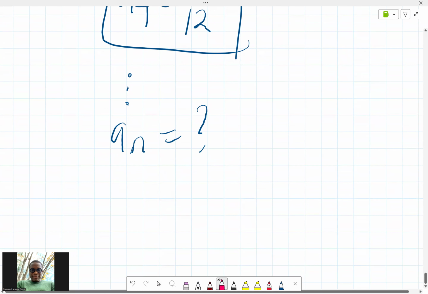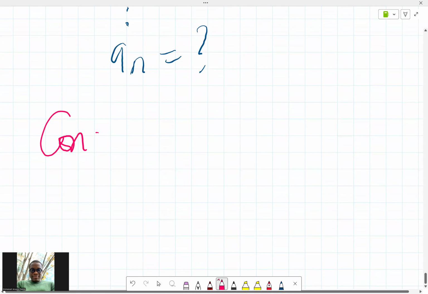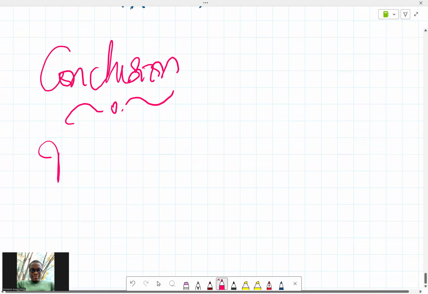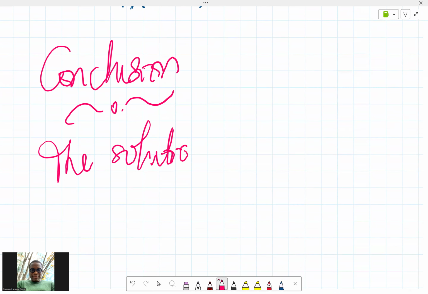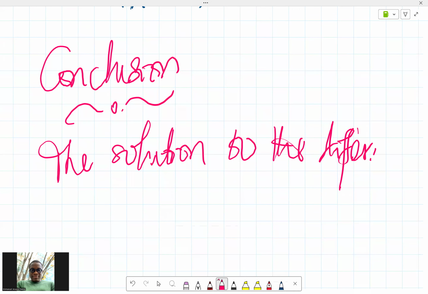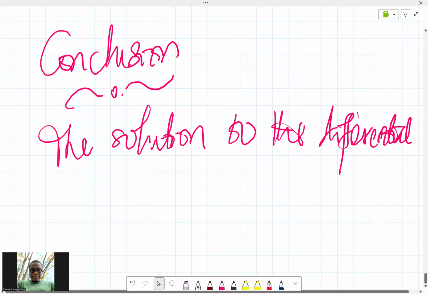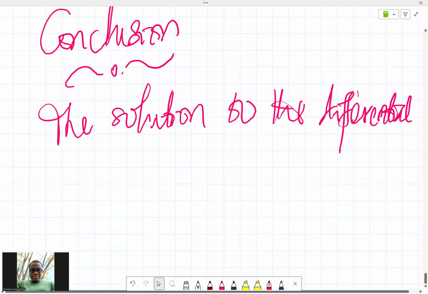So after all of this, now we can go for the conclusion. In conclusion, the solution to the differential equation, if you remember where we started from, the solution to the differential equation is... just a minute.